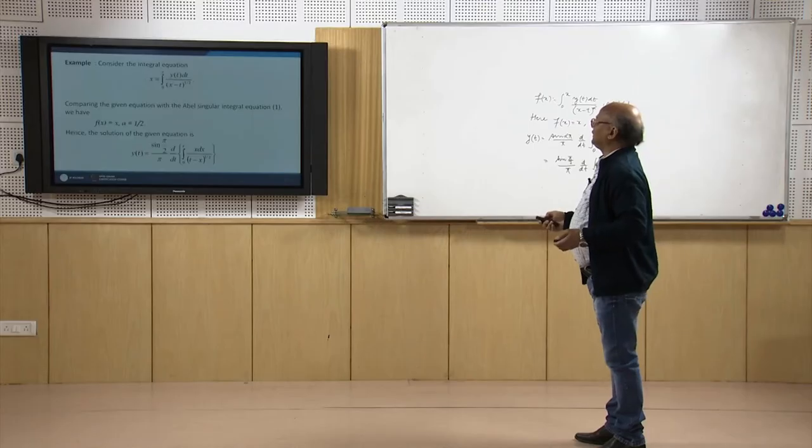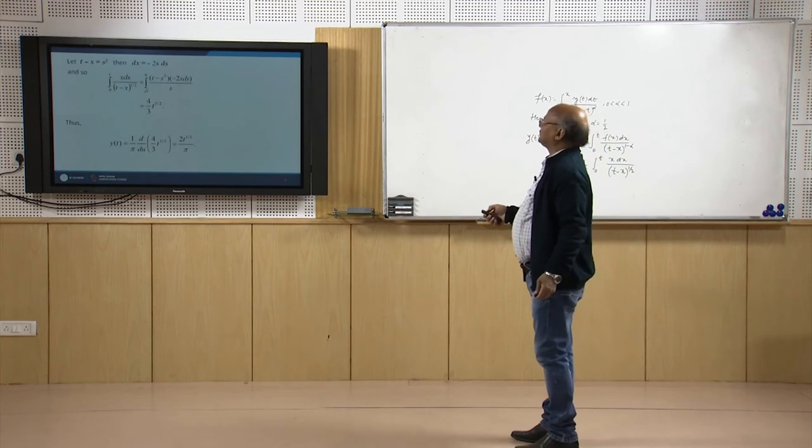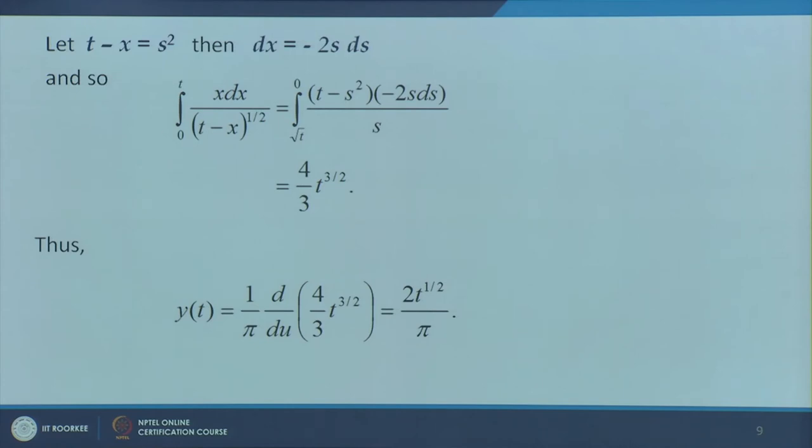Okay, now what we do is let us define t minus x equal to s square. So when we define t minus x equal to s square, dx becomes minus 2 s ds and the integral 0 to t x dx over t minus x to the power half becomes integral over root t to 0, because when x is 0 here, s square is equal to t, so s will be root t, and when x is equal to t, s square will be 0, so s will be 0. So integral over root t to 0, and then here in place of x we shall put t minus s square, and dx we shall be replacing by minus 2 s ds, and in the denominator t minus x to the power half will become s.